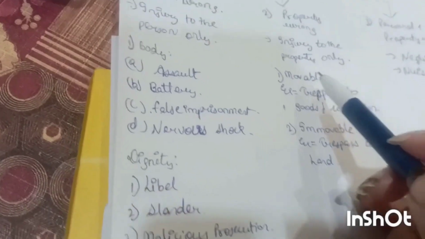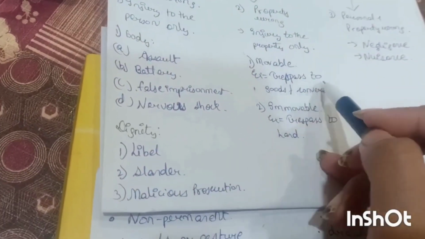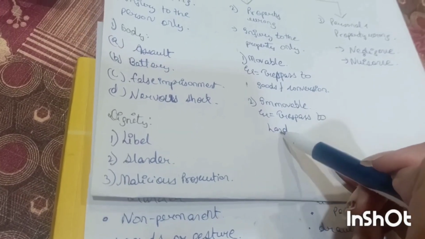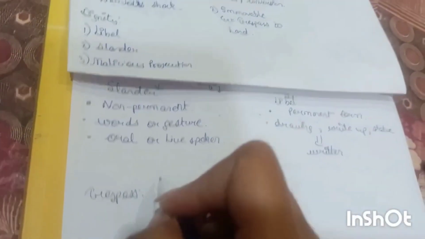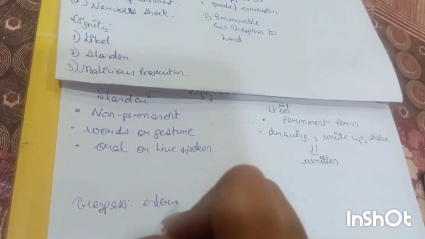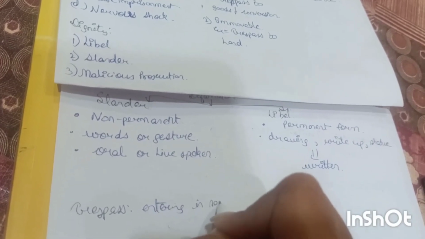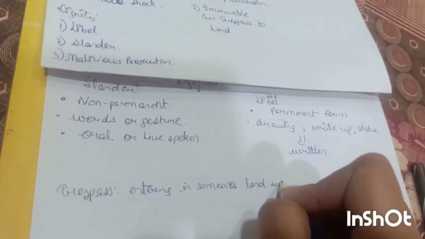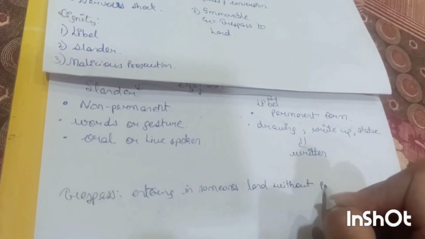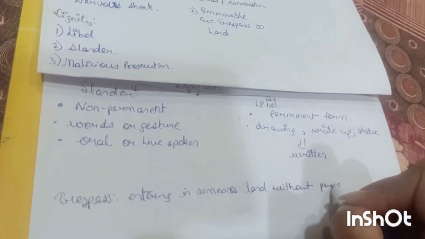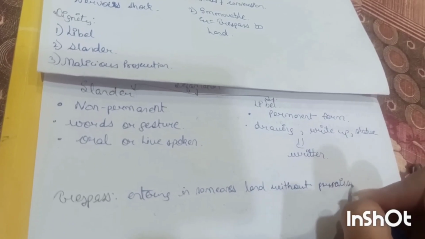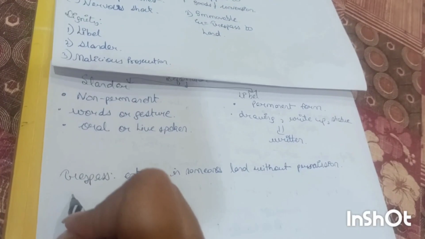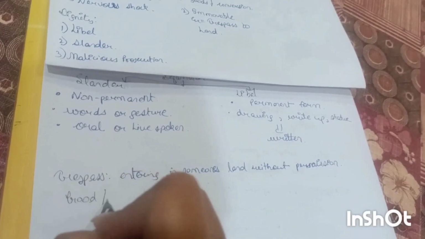So now let's go for this. Movable: trespass to goods or conversion, and immovable: trespass to land. So let's see what trespass is. Entering someone's land without permission. Now, trespass to goods or conversion.